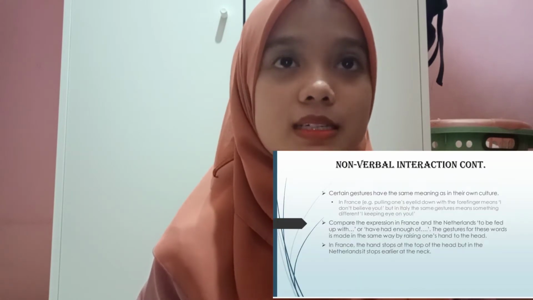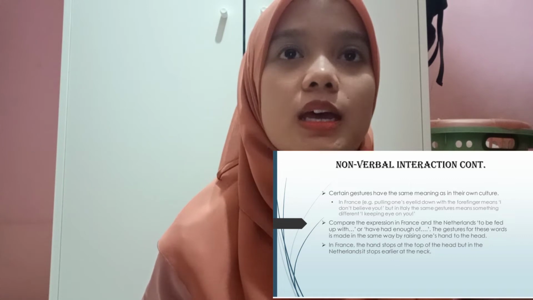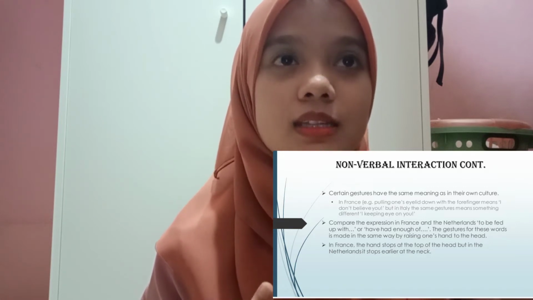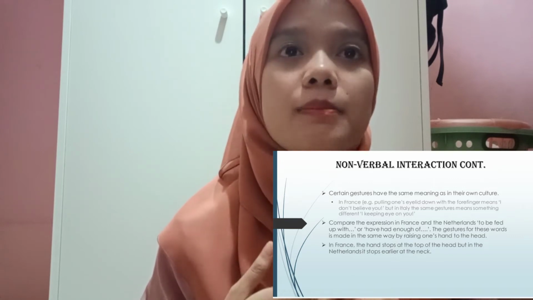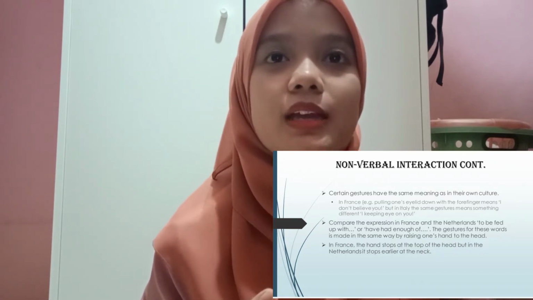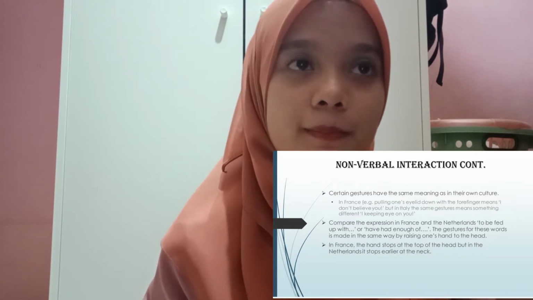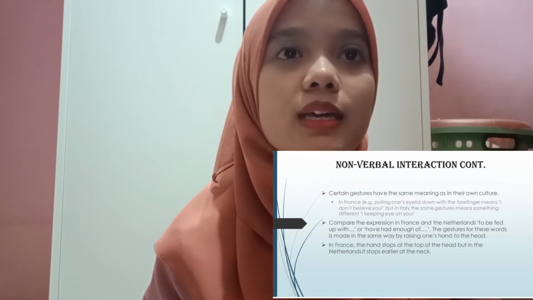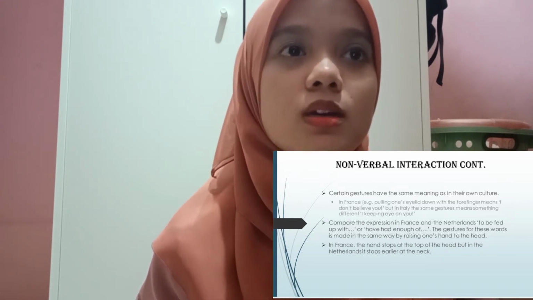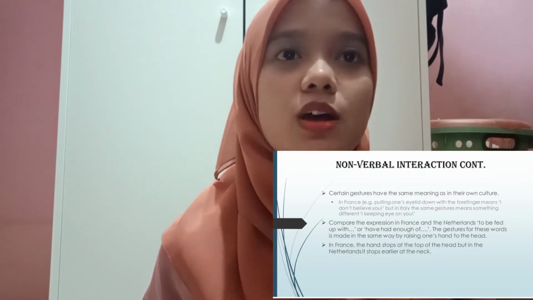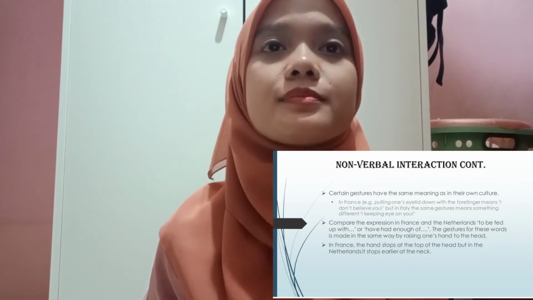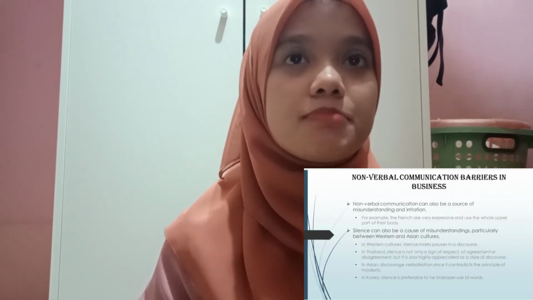Certain gestures do not have the same meaning as in their own culture. In France, pulling one's eyelid down with the forefinger means I don't believe you. But in Italy, the same gesture means something different: I keep an eye on you. Compare the expression in France and the Netherlands for being fed up with, or having had enough of. The gesture for this is made the same way by raising one's hand to the head. In France, the hand stops at the top of the head, but in the Netherlands, it stops earlier, at the neck.